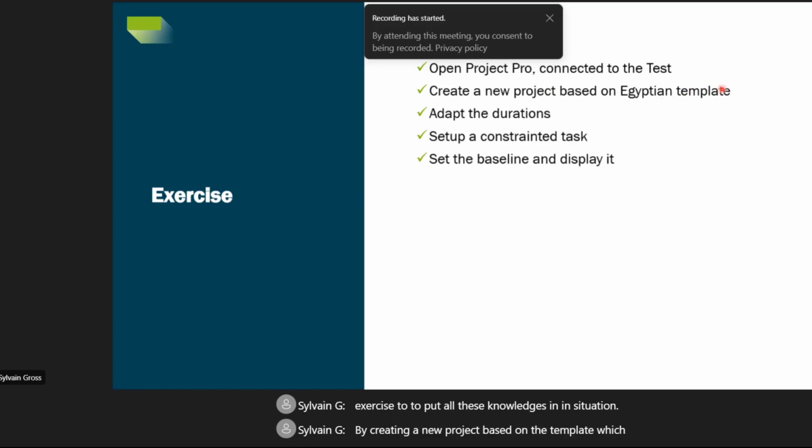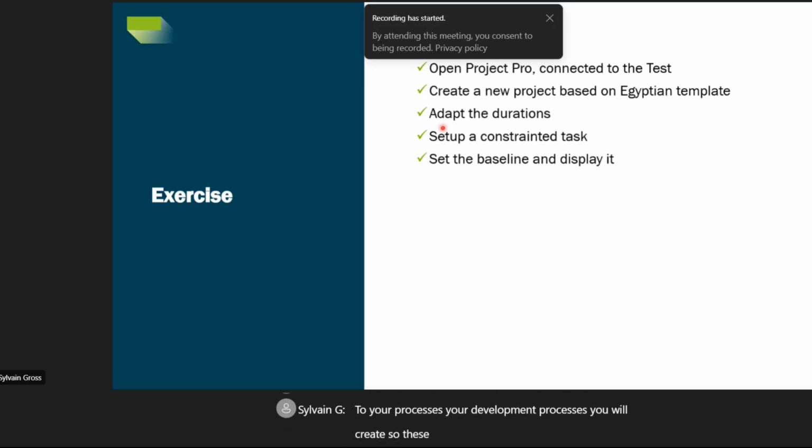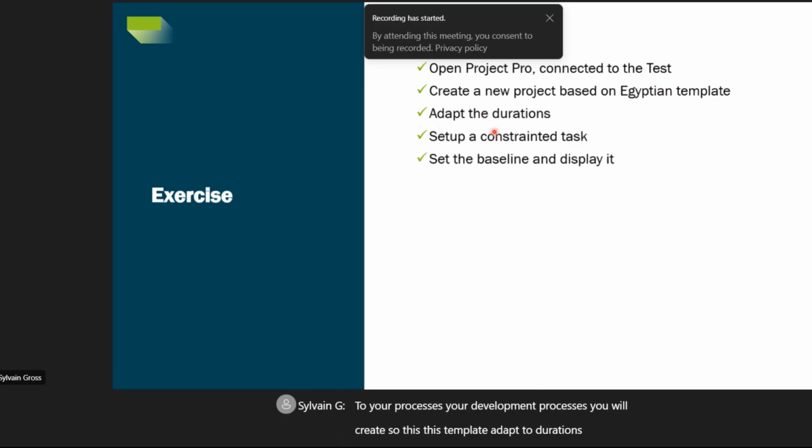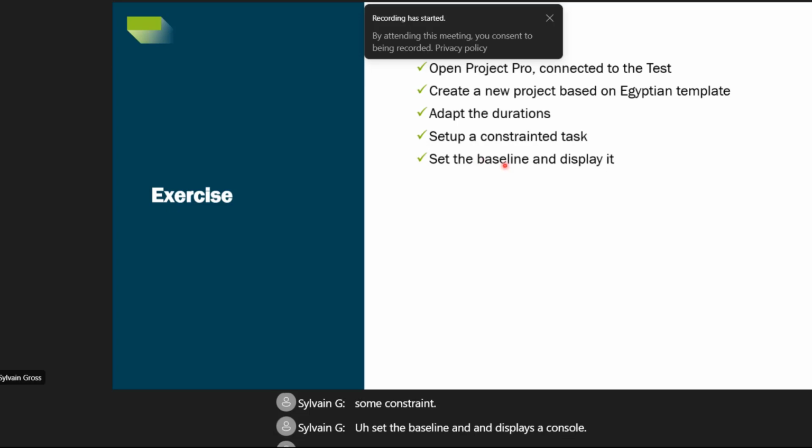project based on the template which is in place in the test environment. In production, we will have more templates, maybe closer to your processes, your development processes. You will create this template, adapt the durations. We will put some constraints, set the baseline, and display the baseline.